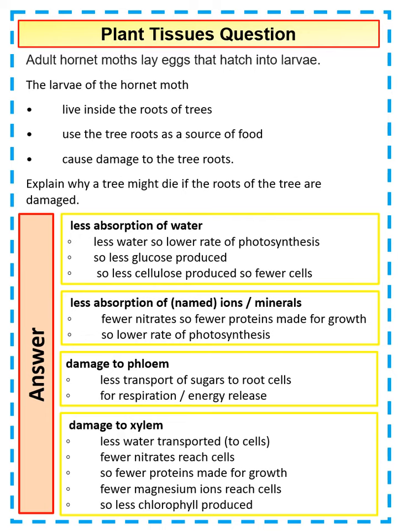And finally, we talk about damage to the xylem. Because the xylem carries water, if there's damage to the xylem, there's going to be less water carried to the cells. Remember, nitrates and other ions dissolve in that water, so less nitrates are going to reach cells. That's going to cause fewer proteins to be made. Don't forget, we need things like magnesium to make new chlorophyll. Right, so that's just a few key things that you need to think about when answering this question.